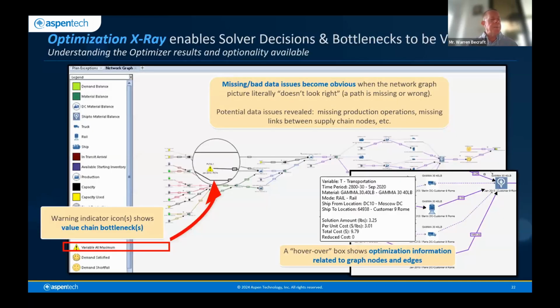The other key element of supply planning is being able to understand the solution that an optimizer gives you.